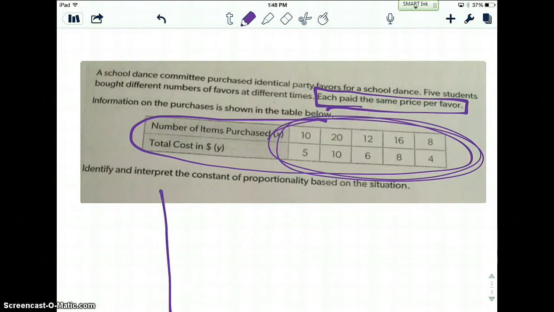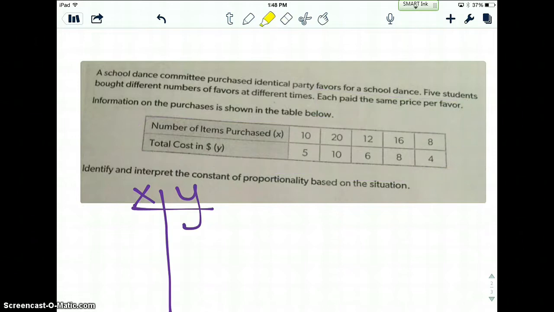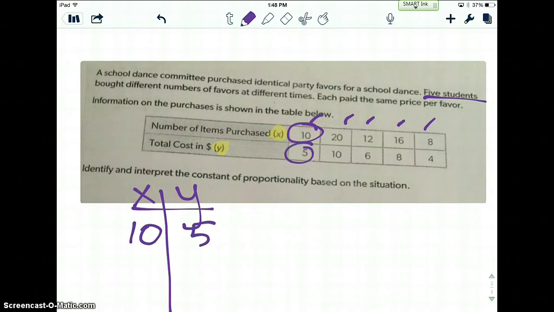So I'm going to put this table. This one's horizontal. I'm going to make a vertical table like we're used to with X, Y, and it does say in this horizontal table that the items purchased were X and the total cost was Y. So here we go. First person out of these 5 students that we have collected data on, they purchased 10 items. And then it told me the total cost was $5. Okay, so there's my first piece of data. So this is items, and this is money, how much it cost.